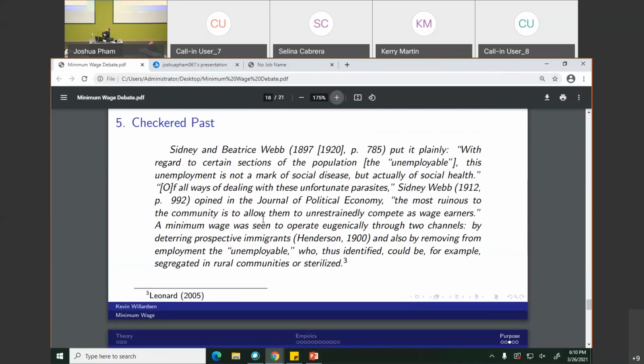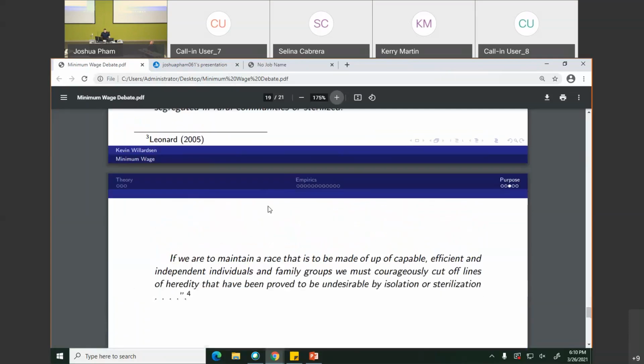A minimum wage was seen to operate eugenically through two channels, by deterring prospective immigrants and also by removing the employment of the unemployable who, thus identified, could be, for example, segregated into a rural community and sterilized. I mean, to some degree, they knew exactly what they were doing. The minimum wage did exactly what it was designed to do, which was to kick a group of people out of the labor force. We can go further.